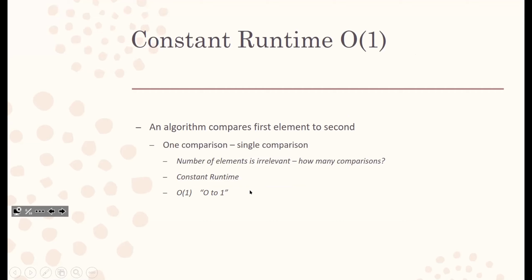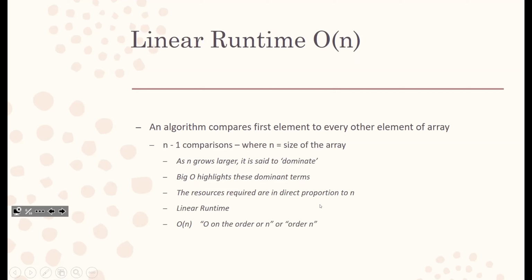So constant runtime is referred to as O(1), or you might see it written this way, the O with the 1 in parentheses around it. Whenever we're looking at a constant runtime, we don't care how many elements are in some array or how many elements are in some file, this algorithm is only going to do one comparison. So it's constant. That's the minimal impact we would have on performance.